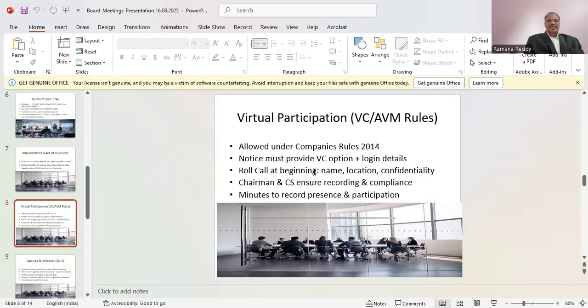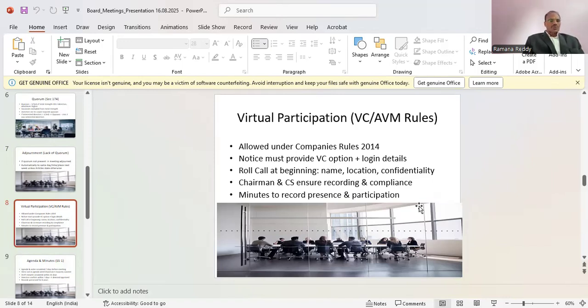The roll call captures each remote director's name, location, confirmation of receipt of materials, and that no unauthorized person is present. Throughout the meeting, maintain quorum, record the attendees list, including remote participants, and ensure smooth voting. Minutes and recordings must be stored, draft minutes circulated within 15 days, and directors must confirm accuracy within 7 days. 7 days' time shall be given for directors' comments, else deemed approval.